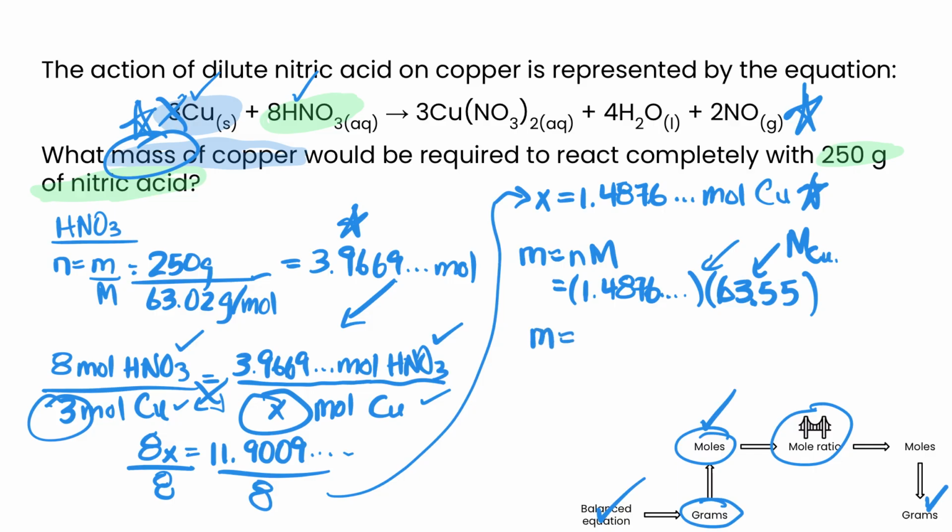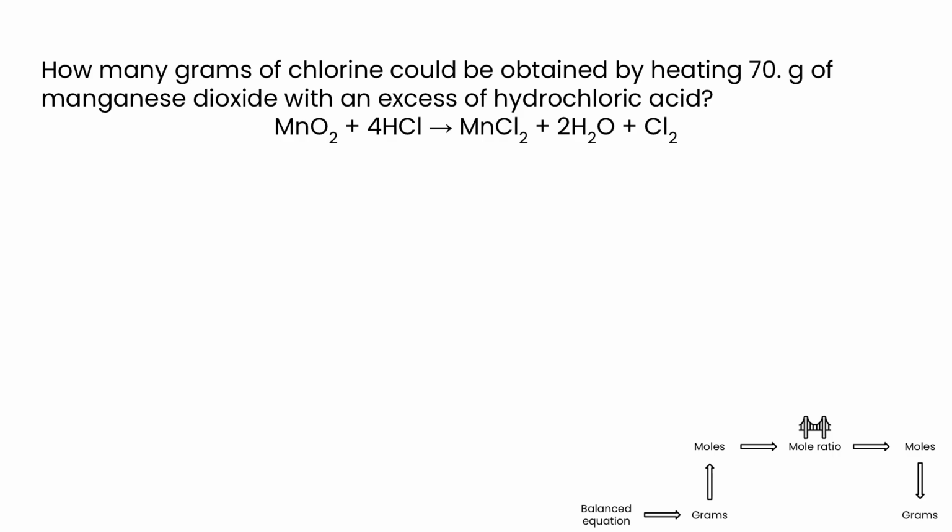Okay, so doing that calculation and noting that we have 2 significant digits here, we want the answer to 2 significant digits, which is going to give us 95 grams of copper. Let's try one last example.